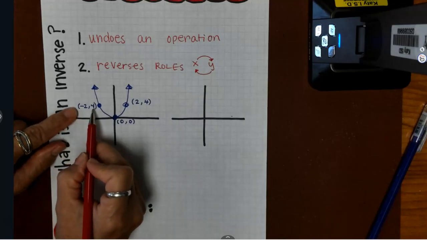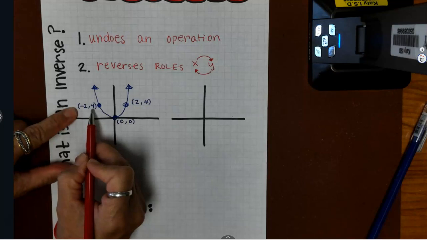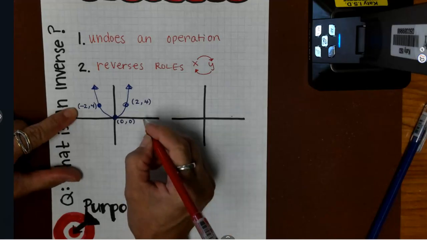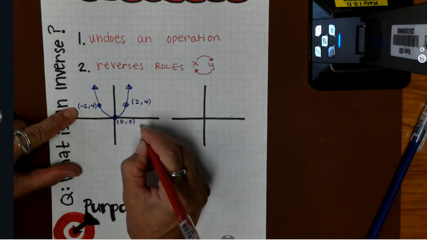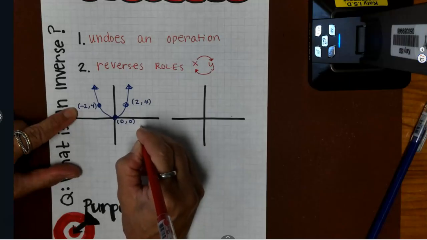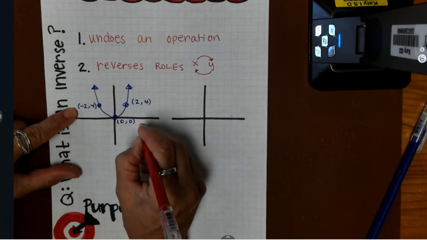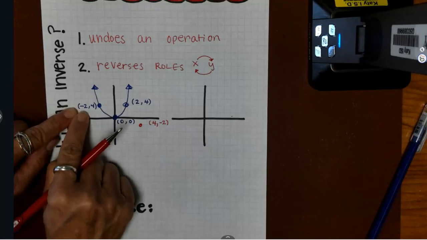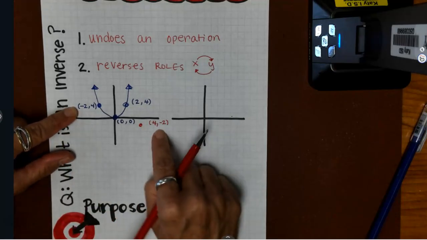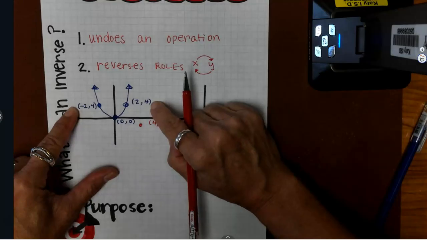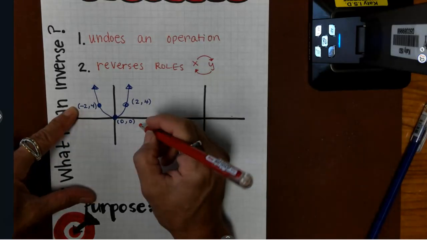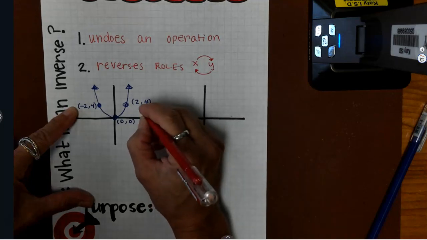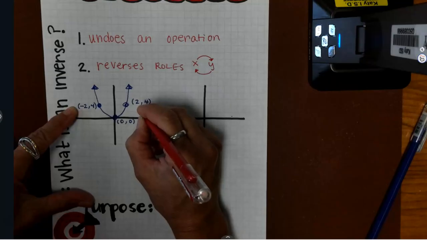So negative 2, positive 4 is going to become positive 4, negative 2. So positive 4, negative 2, I'll say is right here. Positive 4, negative 2. I switched that one. Let me switch this one. So this is going to be 4, positive 2. Well, I'm just going to use my symmetry. 4, positive 2.